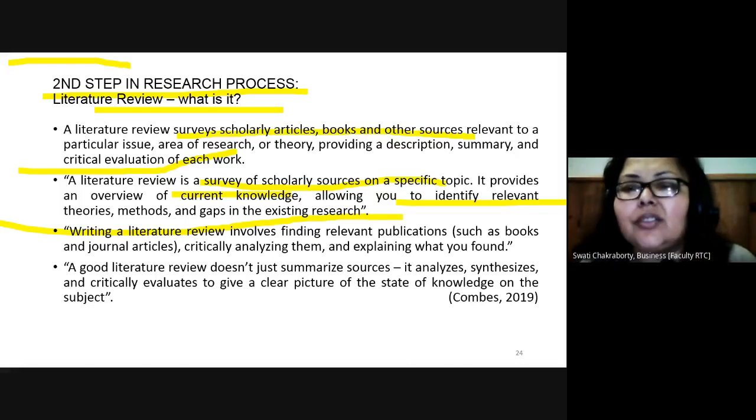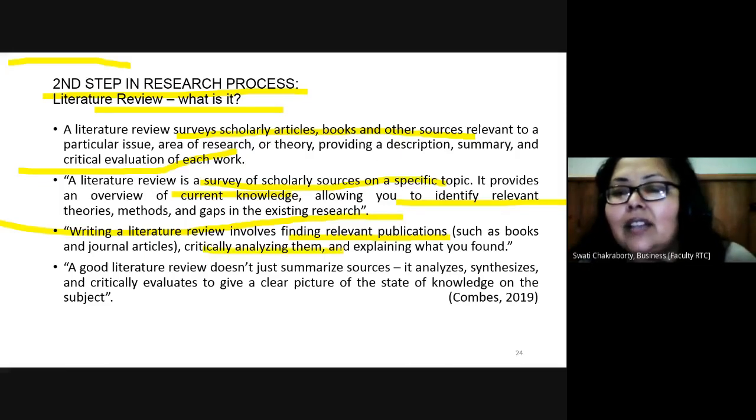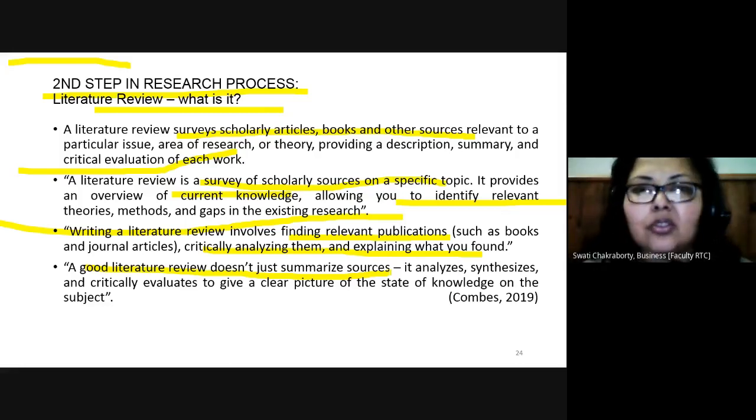So when you write your literature review, you should involve all the relevant publications, right? So books, journals, articles, you need to critically analyze them and explain what you have found from it. So when we talk of a good literature review, it doesn't just summarize sources. Just summary is not enough. You need to analyze, synthesize, criticize, evaluate it, which would help you to give a bigger and a clear picture of the level of knowledge on that subject, how much work has been done. So you need to talk about it.